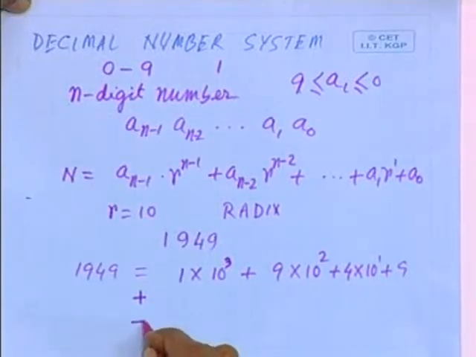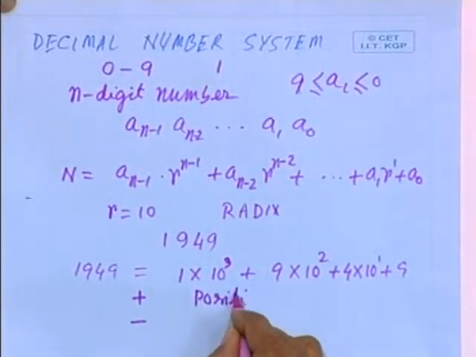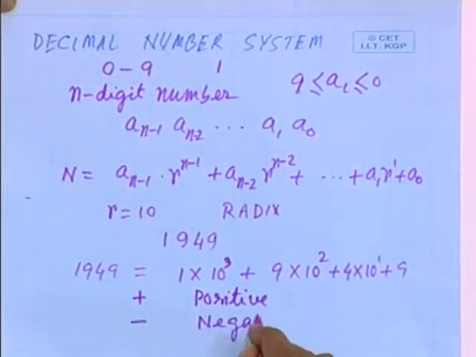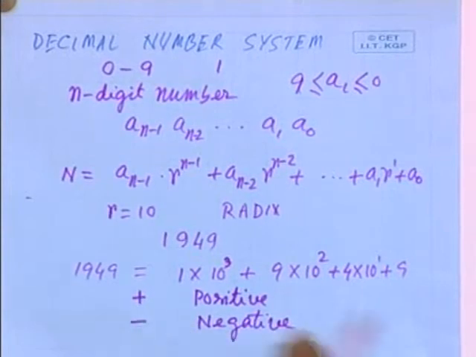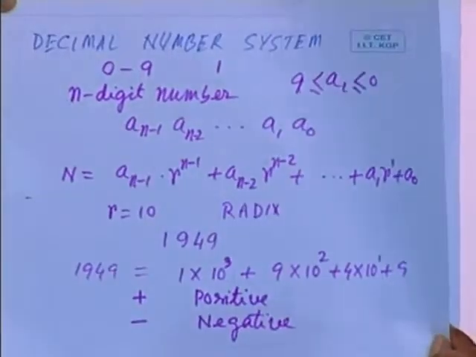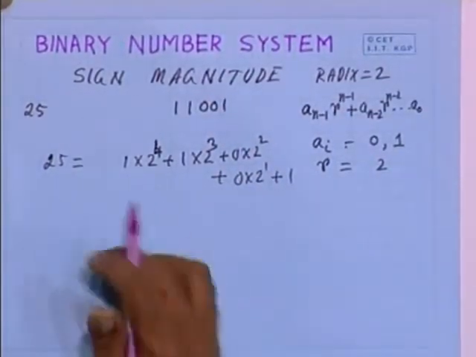In case of decimal number system, as we discussed earlier, we use two symbols, a symbol positive and negative, to represent positive numbers and negative numbers. So we cannot store positive or negative symbols inside the processor, inside the memory of the computer. So we have to use something else.